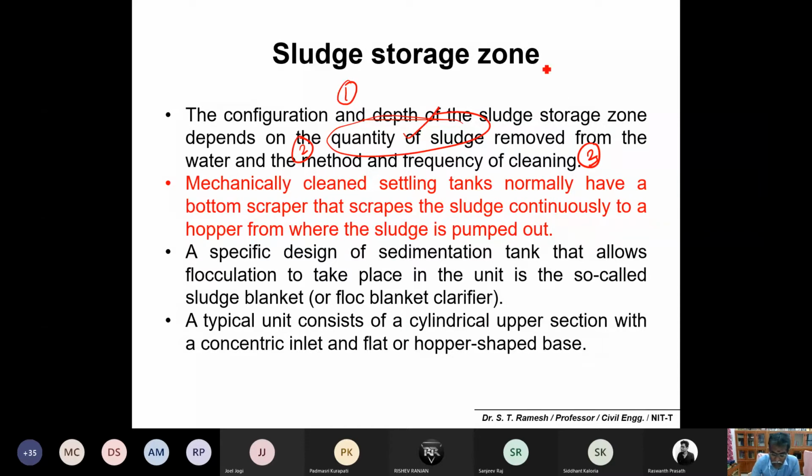Okay, so the depth of the sludge zone depends on the quantity of sludge. That means you should be familiar with your incoming solids concentration, and what the generation of sludge could be, and based on that you can design the bottommost depth for sludge storage. Okay, so now how do you estimate the approximate quantity of sludge?